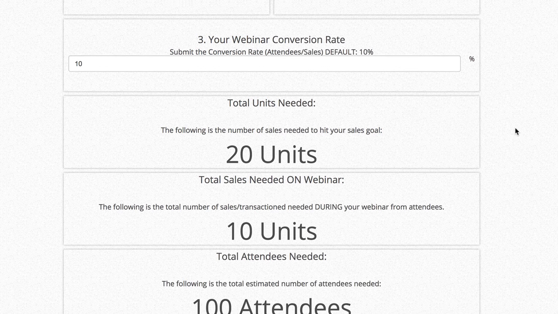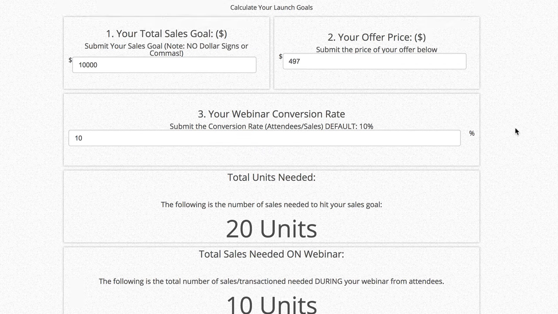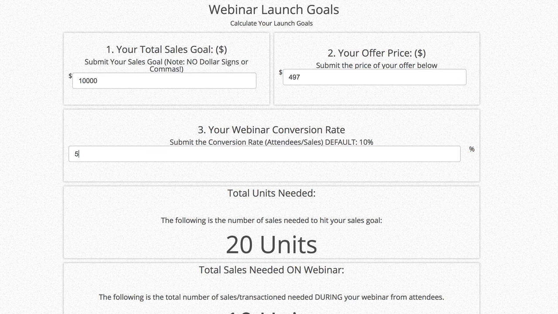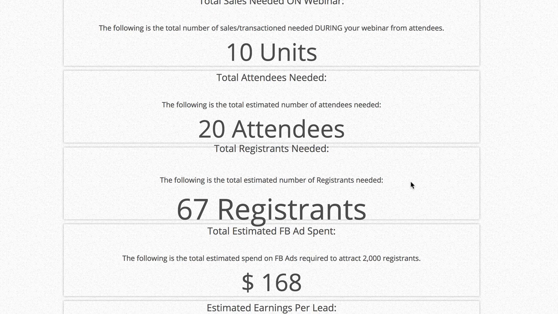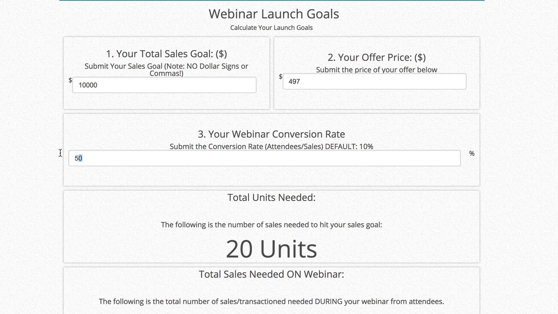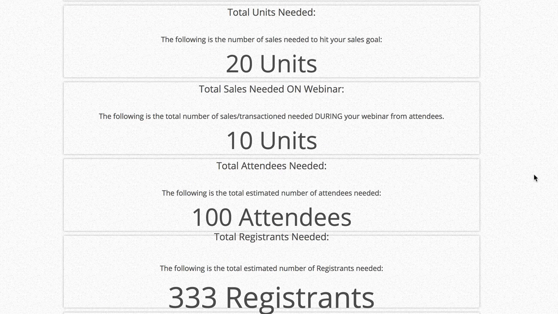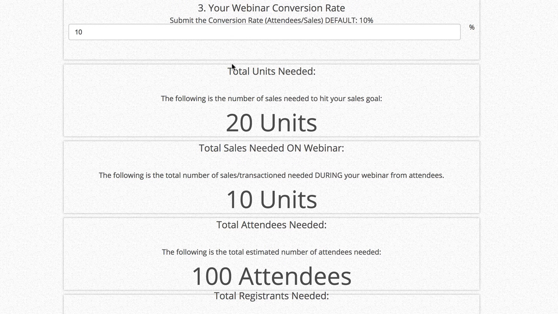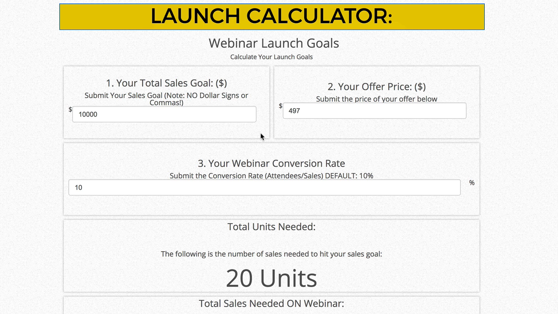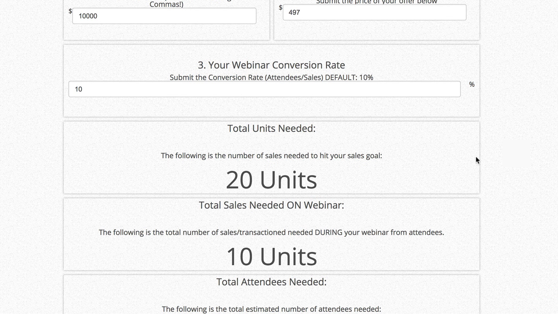Once you have that, you're going to have all this data. And you'll notice that if I change it to like 50, some of these numbers start to change. Okay, so let's just keep it at 10. So here's the first one that it spits out for you. It'll tell you how many units you need to sell. So 20 times 497 is going to give you 10,000. That's pretty clear right there. You could have done that math on your own.